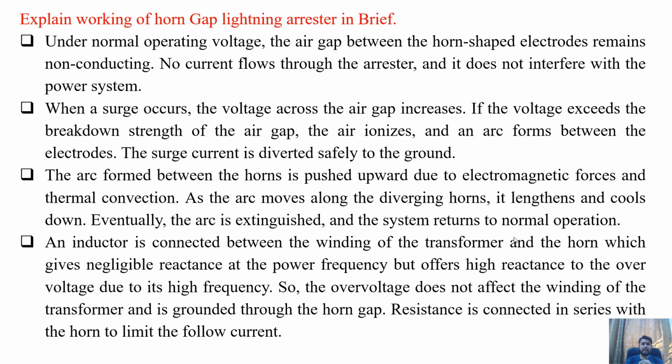An inductor is connected between the winding of the transformer and horn, which gives negligible reactance at the power frequency but offers high reactance to the overvoltage due to the high frequency. So the overvoltage does not affect the winding of the transformer and is grounded through the horn gap. Resistance is also connected in series with the horn to limit the follow current. So this is how horn gap lightning arrestor works.